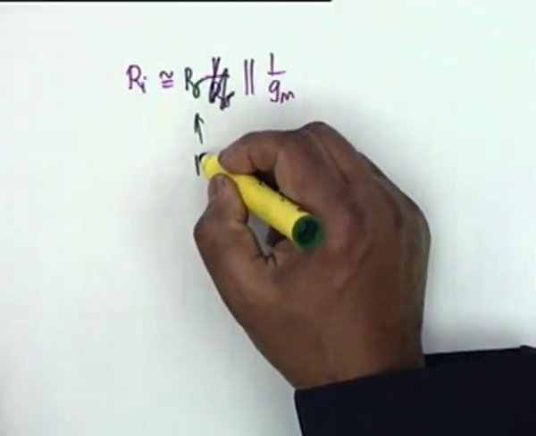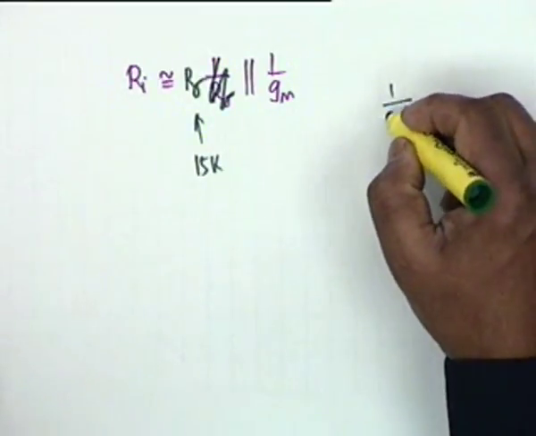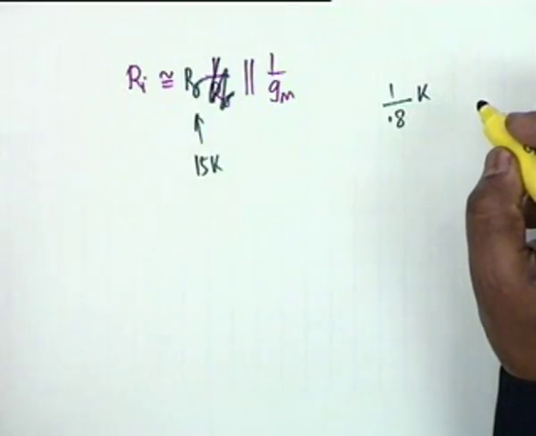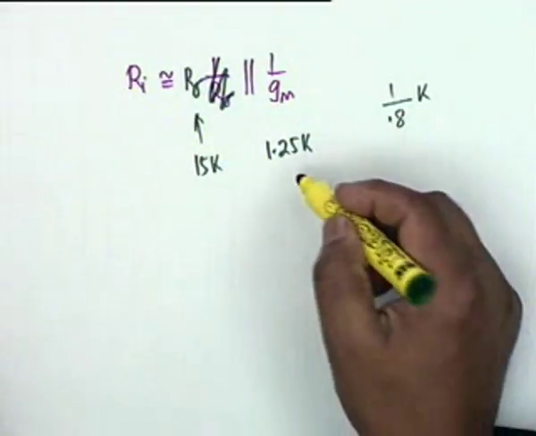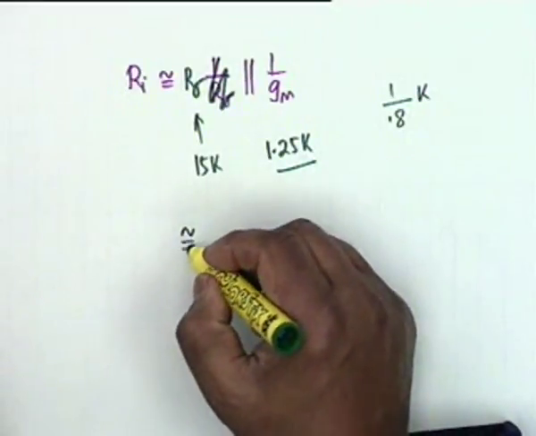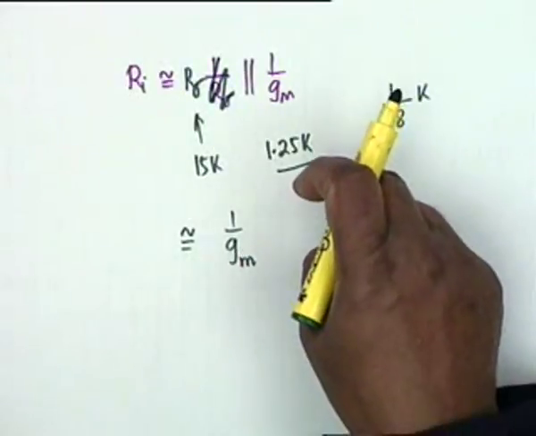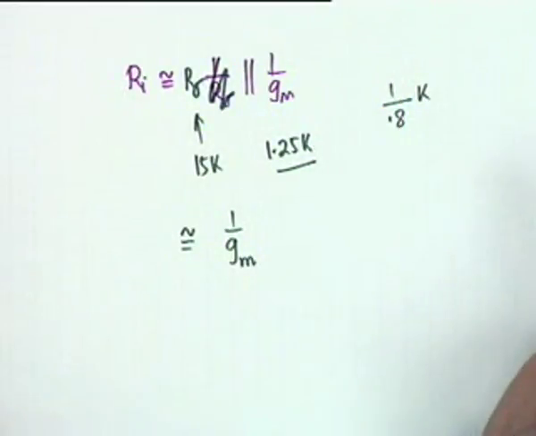What was R sigma in our example? 15K. And 1 by gm? 1 by 0.8 K, which is 1.25 K. Don't you see that R sigma is large compared to this? And therefore, this is approximately equal to 1 by gm. If you recall, in the common base amplifier, this was exactly the same story, except that 1 by gm is now not as small as 25 ohms. In the previous case, it was some 24 or 25 ohms. This is now 1.25 K. This is the general story.